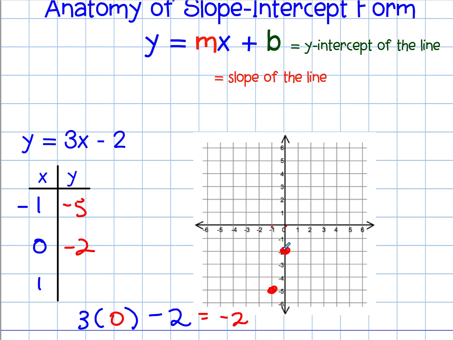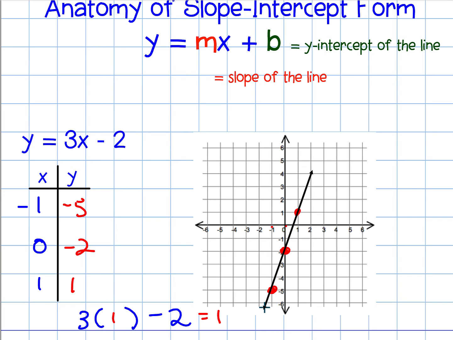And then again, repeat it for the next number on my list, 1. So I do 3 times 1 is 3. 3 take away 2 is 1. And when I graph it, I have 1, 1. So now when I draw my line, I see that this is my line.